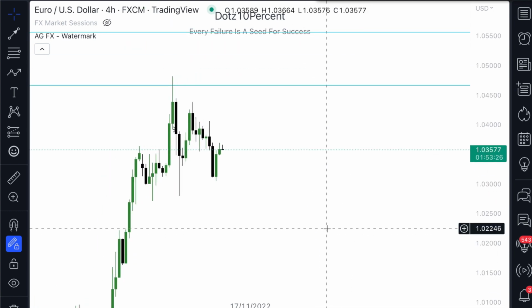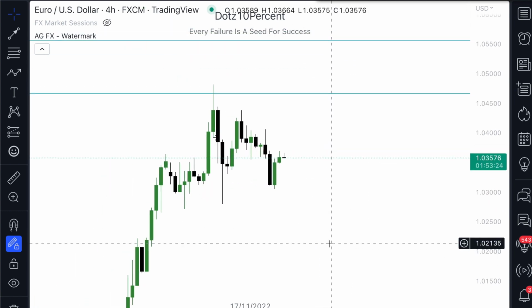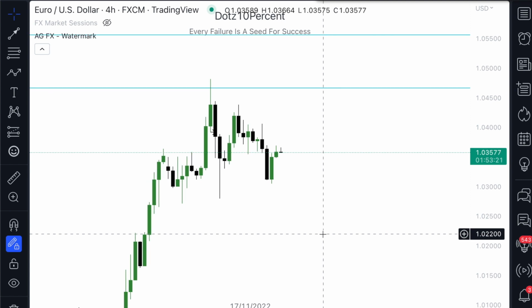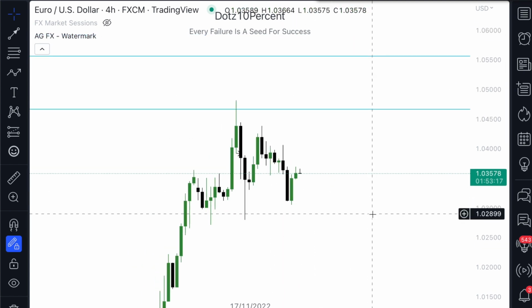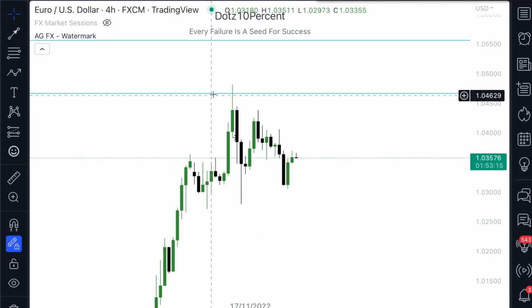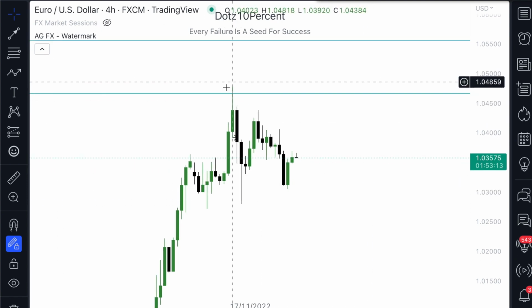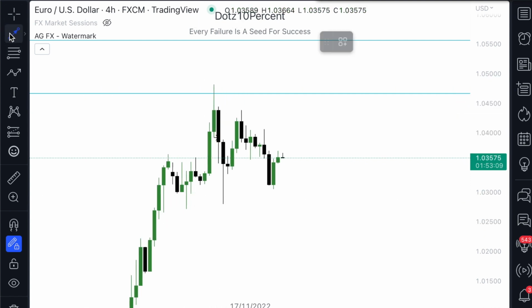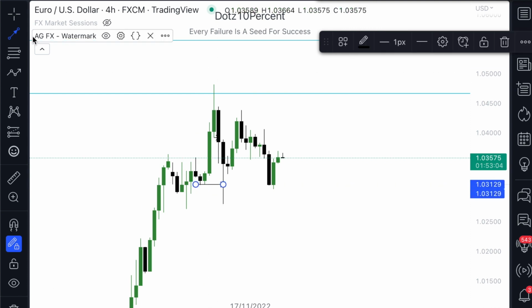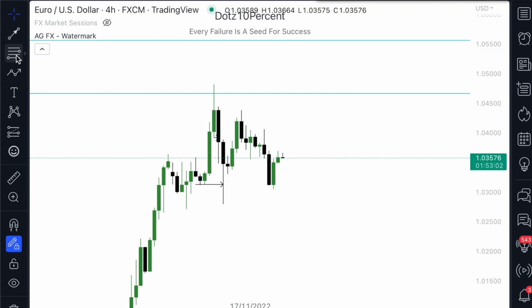Cool. Now, let's look at this. So first thing, going back to basics, bias. This target I have marked here is a weekly array on Euro USD. We've had a very strong reaction. Tapped displacement. Displacement takes this low, which I will consider a market structure shift.